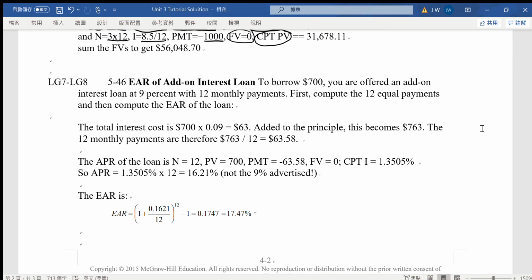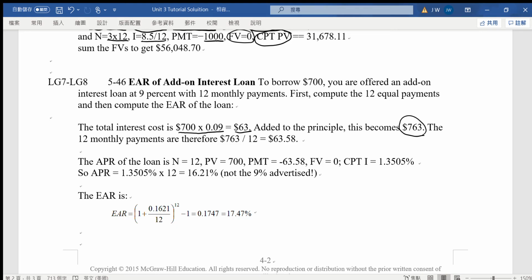For this question, you mentioned it's an add-on interest loan. That's why you need to work out the interest. And the interest will be the $700 times the interest rate. And the interest is 63. That's why the total amount becomes 763 in total.